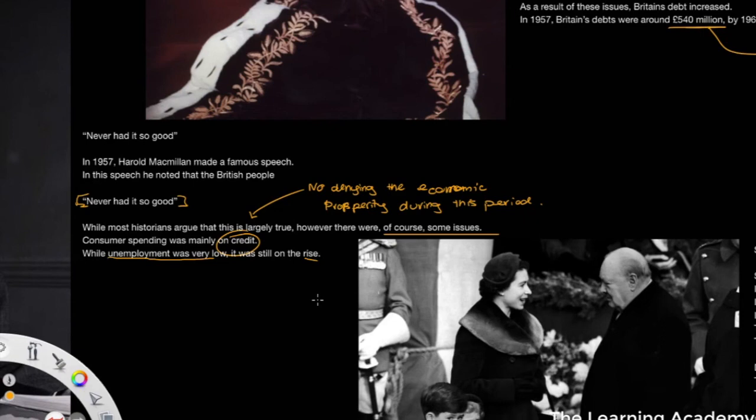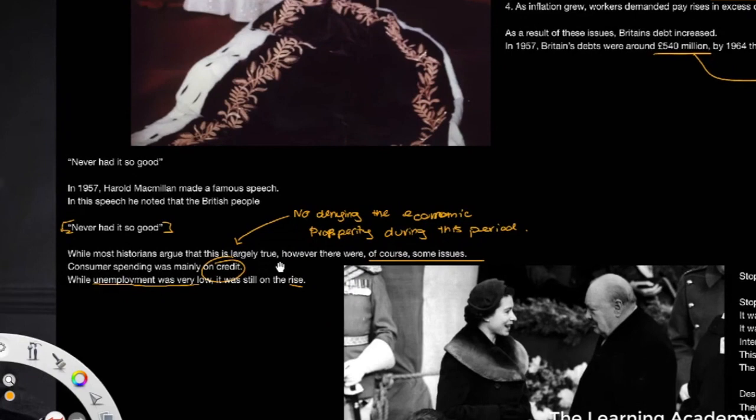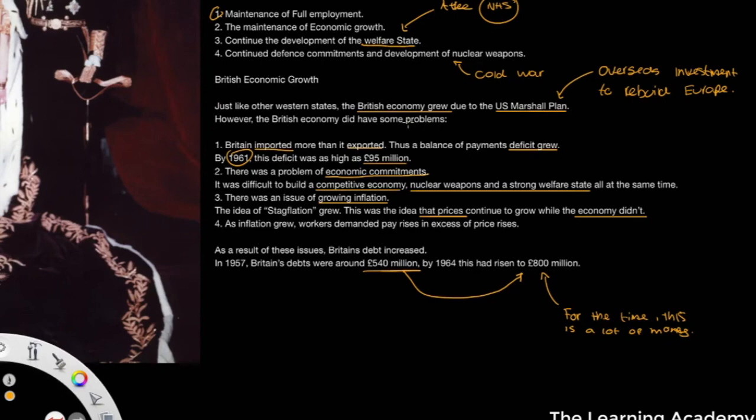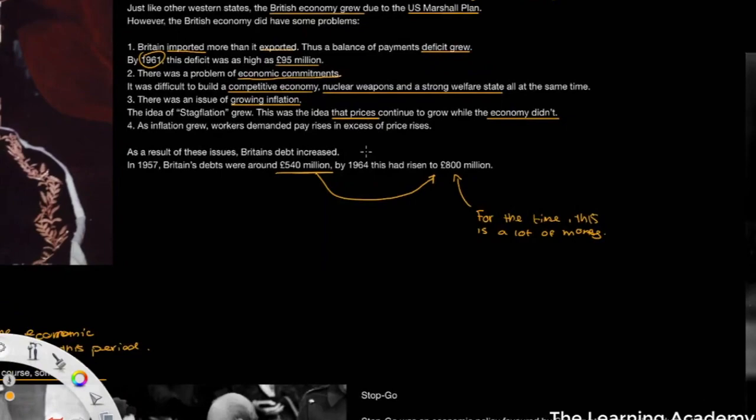So there's this historical interpretation, and you could often get asked a question on whether or not the British economy was very successful during this period in time. I think it's undoubtedly the case that prosperity was very, very high, but you can also make clear references to all of these issues here: the idea of consumerism on credit, the idea of unemployment gradually increasing. We could talk about the growing inflation, the economic commitments problem, the balance of payments problem, all of these things, okay, and obviously the debt crisis.